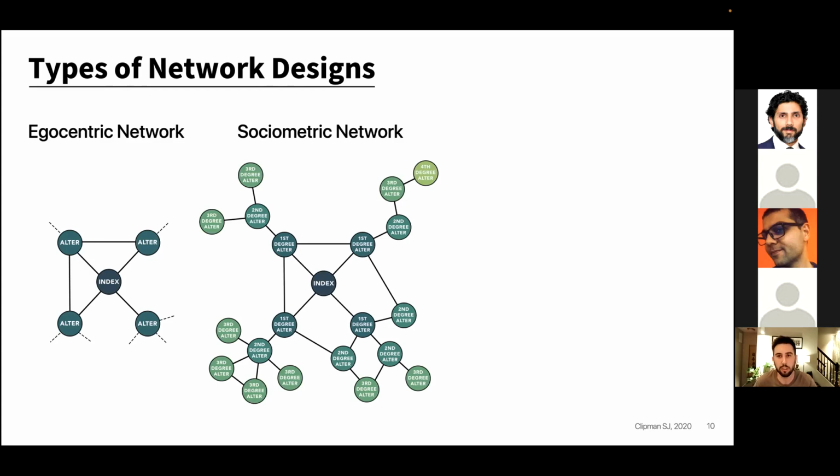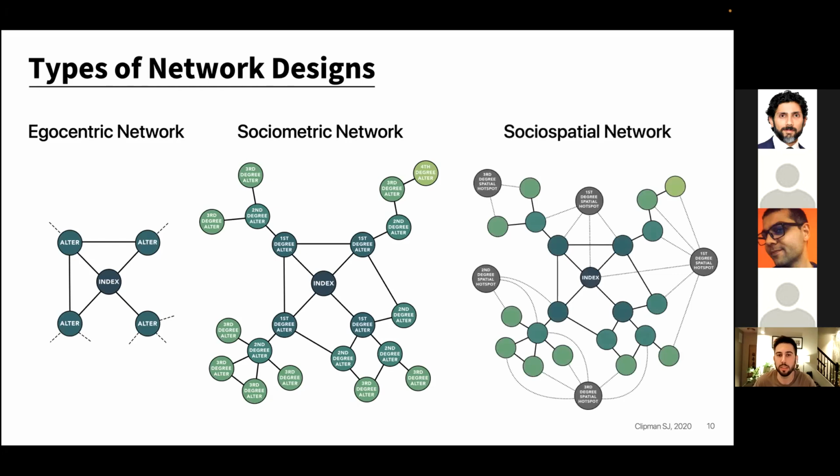But for many infectious diseases, there's more to transmission dynamics than just human contact networks, and connections to spaces in particular can be important facilitators of transmission. So we can take that sociometric network a step further and also include spatial ties, for example, injection venues, as a sociospatial network.